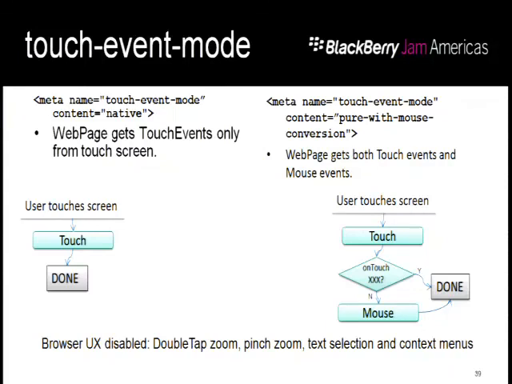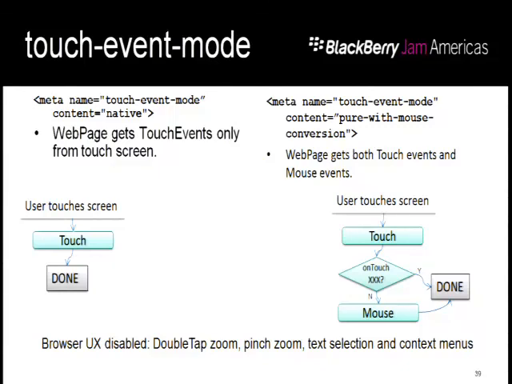There are two modes that are not default. One of them is native. Native means there are no mouse events. So unless you have a Bluetooth mouse connected to the device, you cannot get a mouse event. That requires you to basically design your entire page using touch. But you can see that the flow, from the user touching the screen to getting into the engine, is the simplest possible thing. And then the other mode is touch event mode pure with mouse conversion.